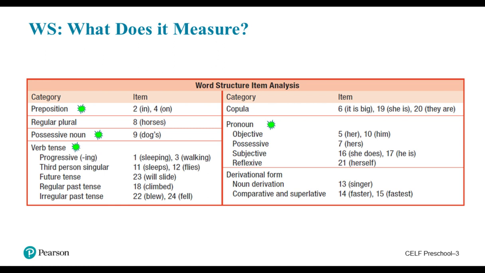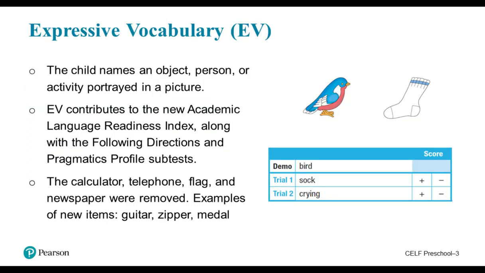This subtest measures expressive use of various morphological structures. The morphological structures assessed include prepositions, possessive, verb tenses, and pronouns, among others.